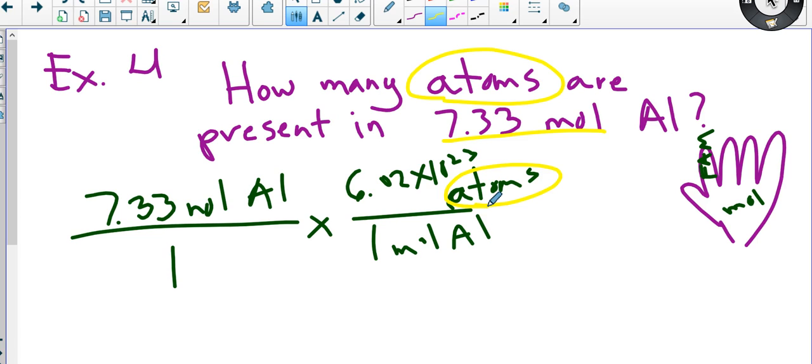So when you do that, don't pack up yet. Let's just do it real quick, get it done. You have it in your notes. 7.33 times 6.02 times 10 to the 23rd. You get 4.39 times 10 to the 24th atoms of aluminum.